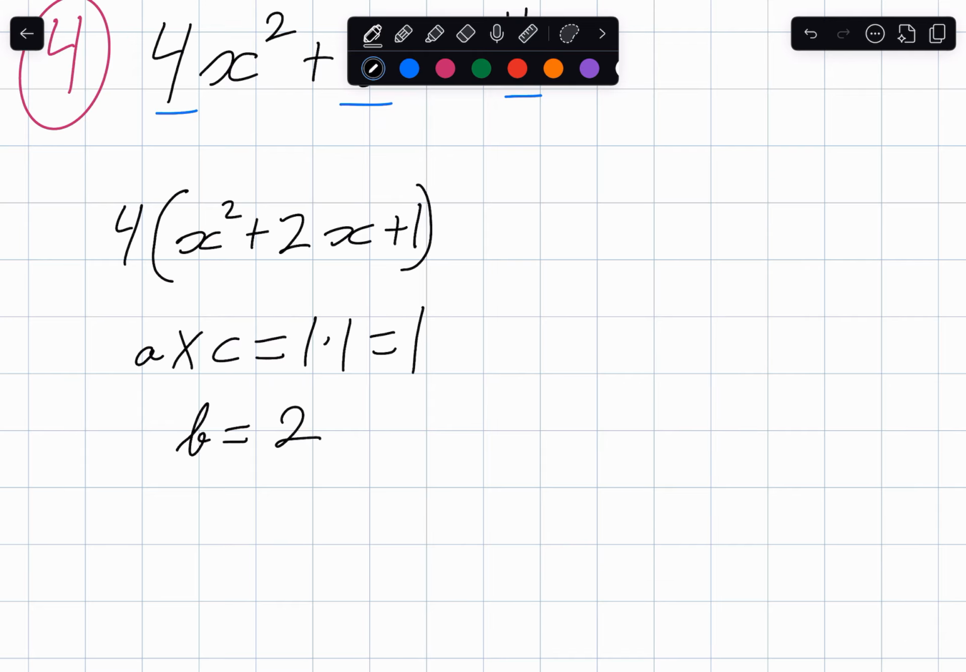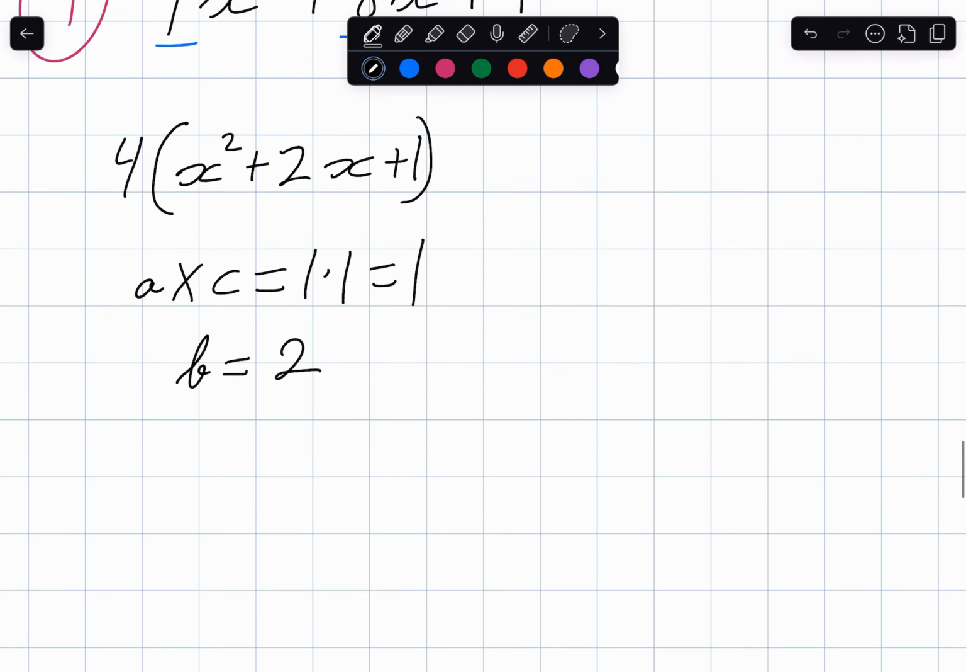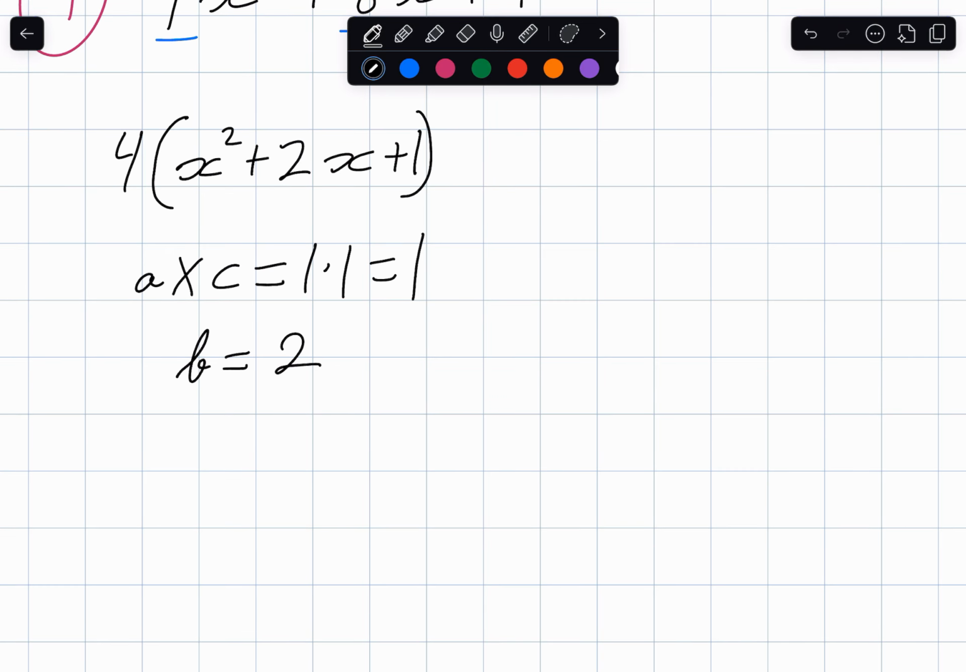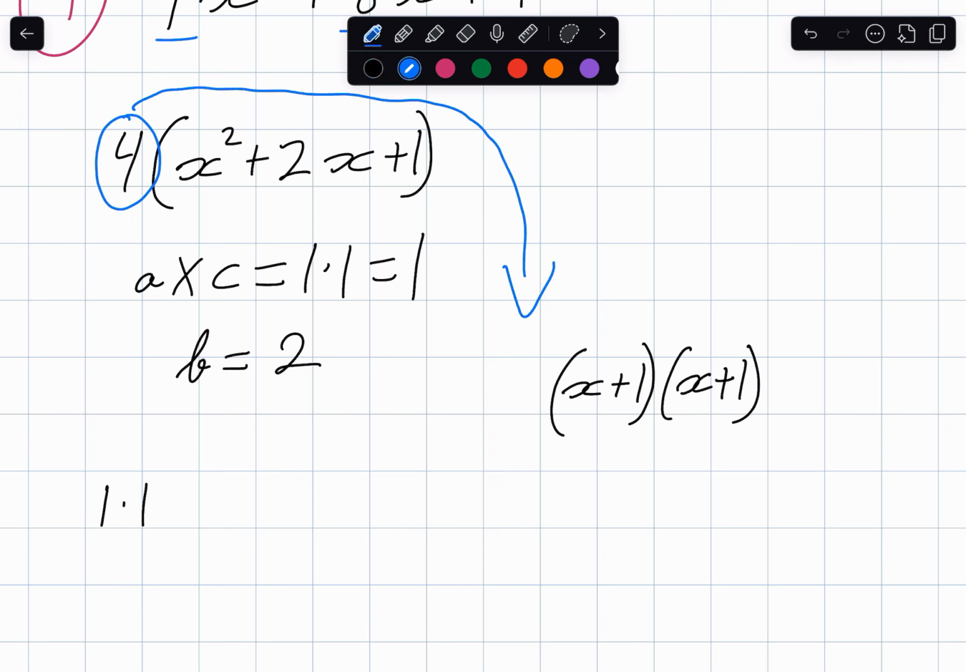So again, it's the same as the previous question 3. Our combination is again 1 times 1. 1 times 1 does multiply to 1 and add up to 2. So our two brackets will be x plus 1 and x plus 1. And don't forget that we factored out the 4, so it's going to go down. And this is going to equal 4 times x plus 1 squared, and that's going to be our final answer.